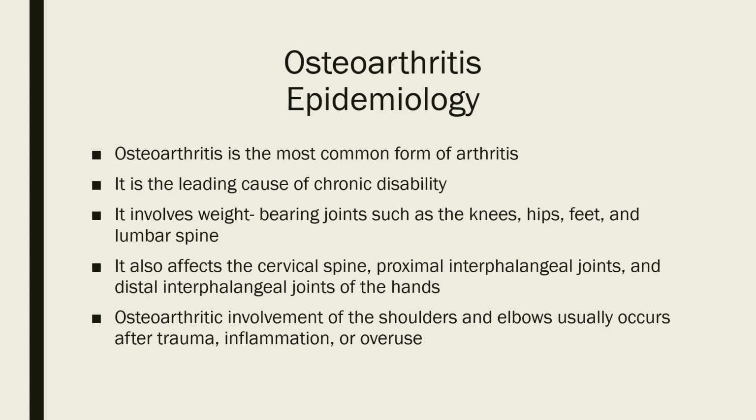Osteoarthritis, OA, is the most common form of arthritis. It is the leading cause of chronic disability. It will involve weight-bearing joints such as the knees, hips, the feet, and the lumbar spine. It also affects the cervical spine, proximal interphalangeal joints, and distal interphalangeal joints of the hands. Osteoarthritic involvement of the shoulders and elbows usually occurs after trauma, inflammation, or overuse.